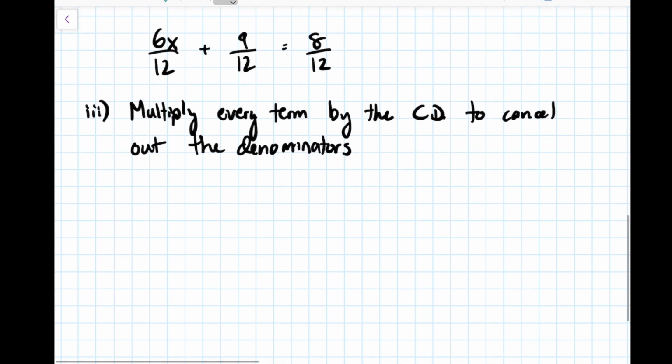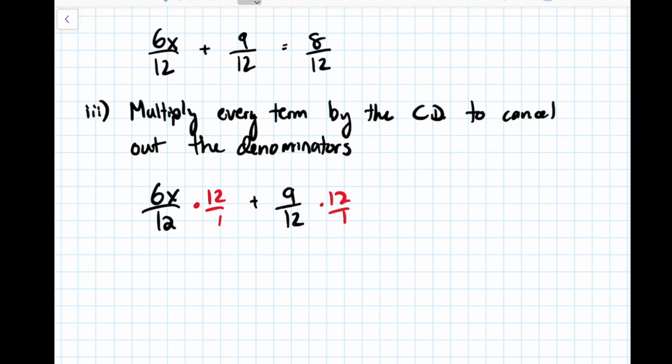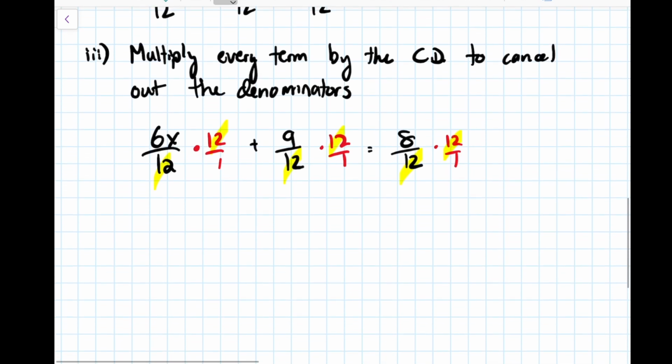So our 6x over 12 is going to get multiplied by 12, or 12 over 1 if you prefer. The same thing's going to happen to our 9 over 12 and to our 8 over 12. And so when we do that, all of these 12s are all going to cancel out. And what we're going to be left with is the much easier 6x plus 9 equals 8. And notice, all the denominators are gone.